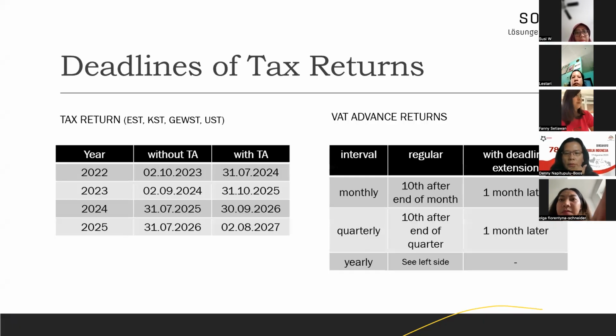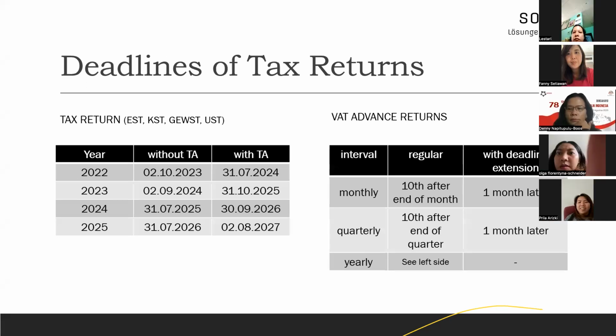And last but not least, those are the deadlines for the tax return in general. Because we have this COVID situation, we have expanded deadlines. As you can see, I show you the deadlines for the years 2022 until 2025. In the regular column, TA means tax advisor. If you have a tax advisor, the deadline will be expanded as well.